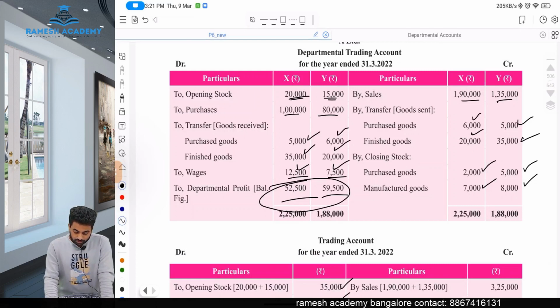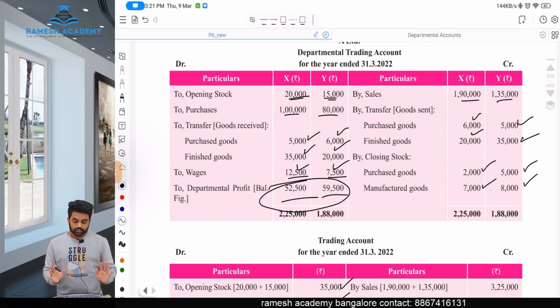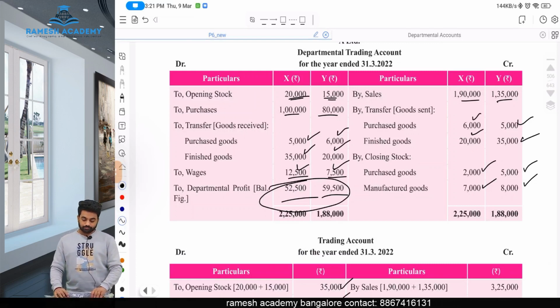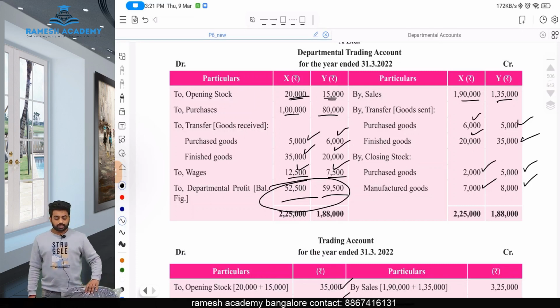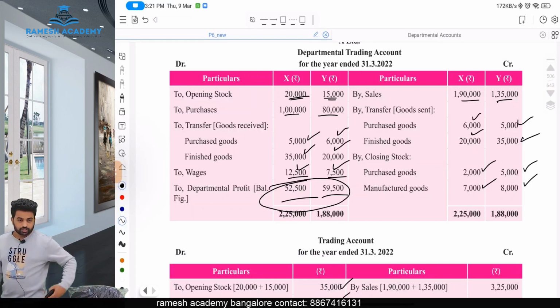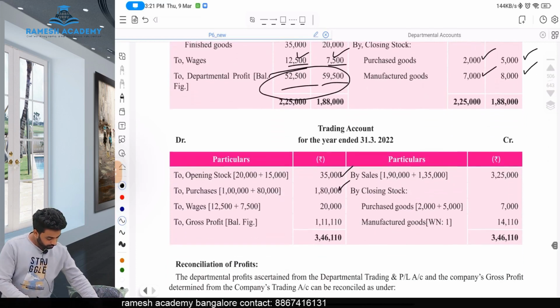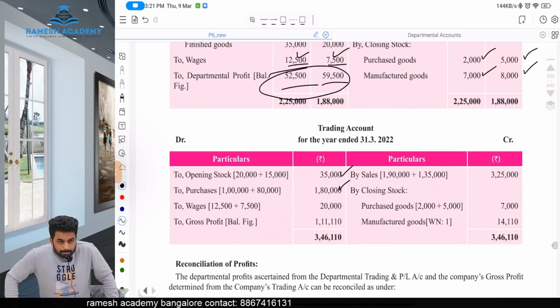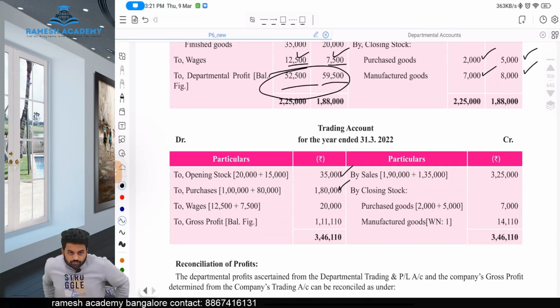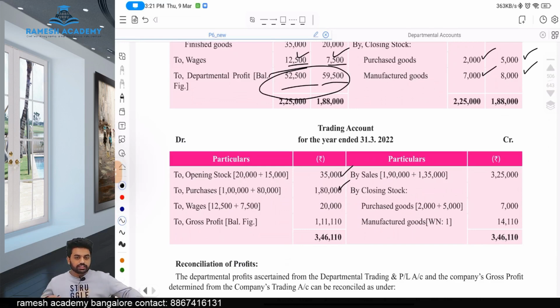Next, closing stock, let it be. Tell me, is it clear so far?